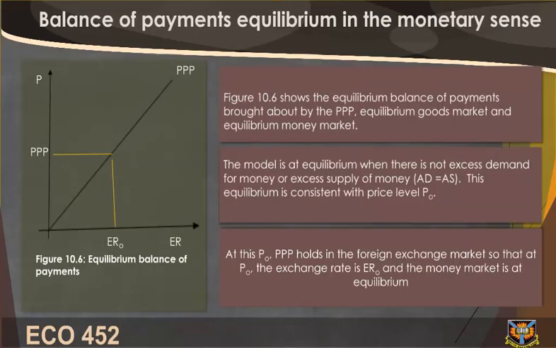Figure 10.6 shows the equilibrium balance of payments brought about by the PPP, equilibrium goods market and equilibrium money market. The model is at equilibrium when there is no excess demand for money or excess supply of money. AD is equal to AS. This equilibrium is consistent with price level P0. At this P0, PPP holds in the foreign exchange market so that at P0, the exchange rate is ER0 and the money market is at equilibrium.